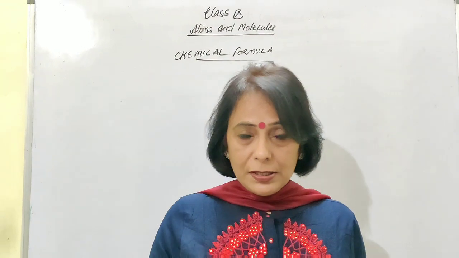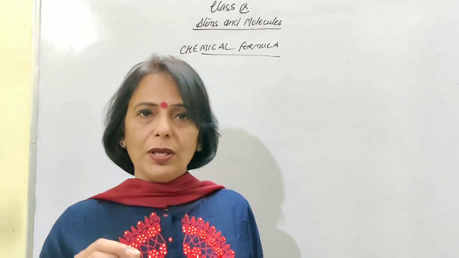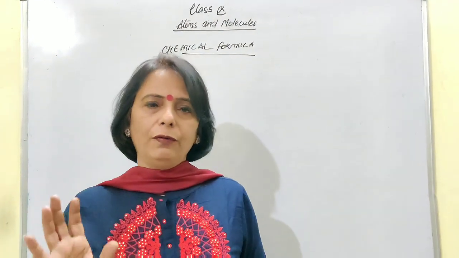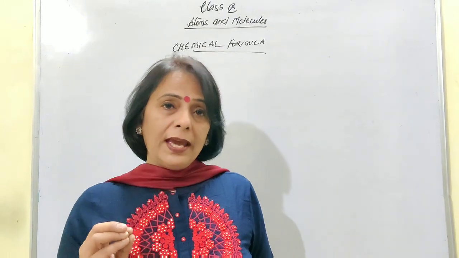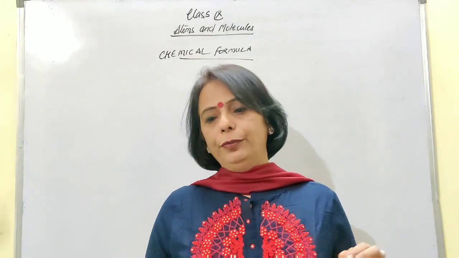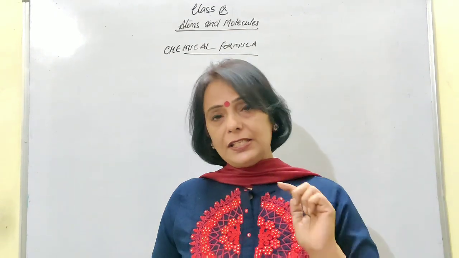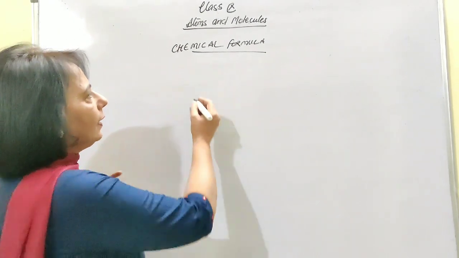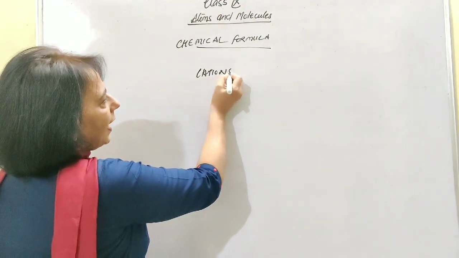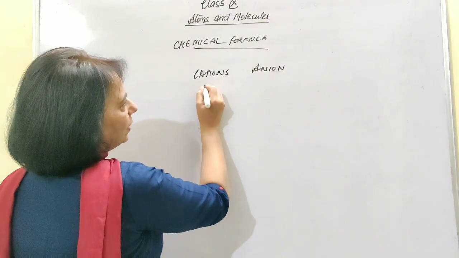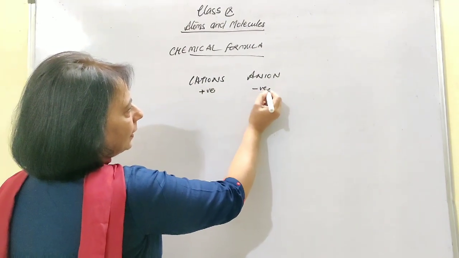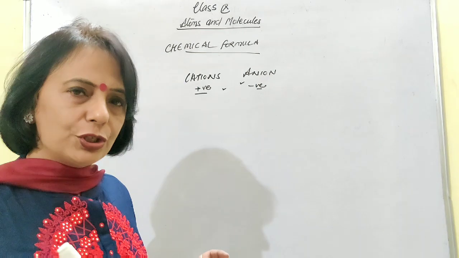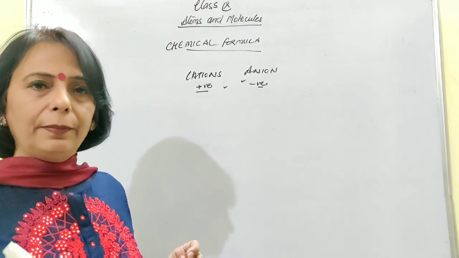Now you know the symbols, these are the short way of representing an element. Sodium is Na, magnesium is Mg, and there are so many, and you have learned many of them. Now, once we start with writing the chemical formulae, through the concept of ions I introduced two terms: cations and anions. I told you these are the positively charged and these are the negatively charged.